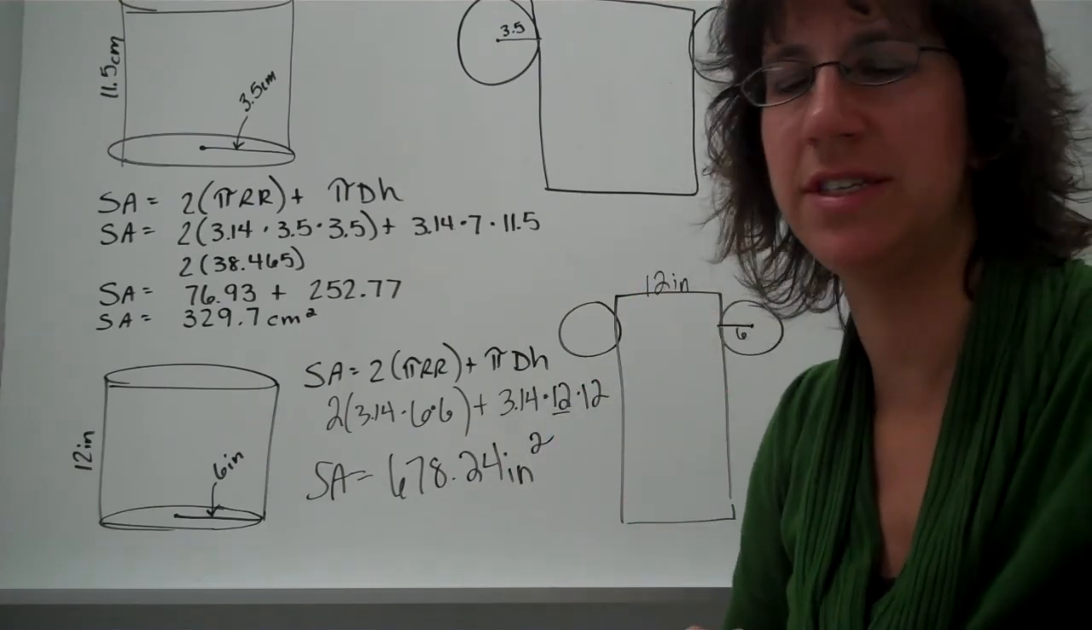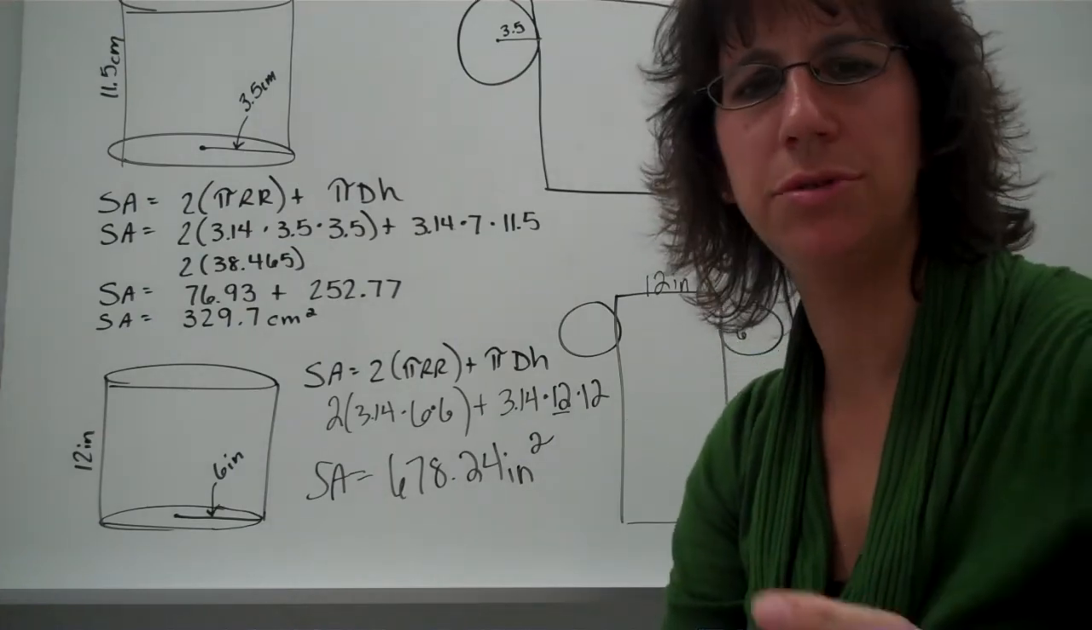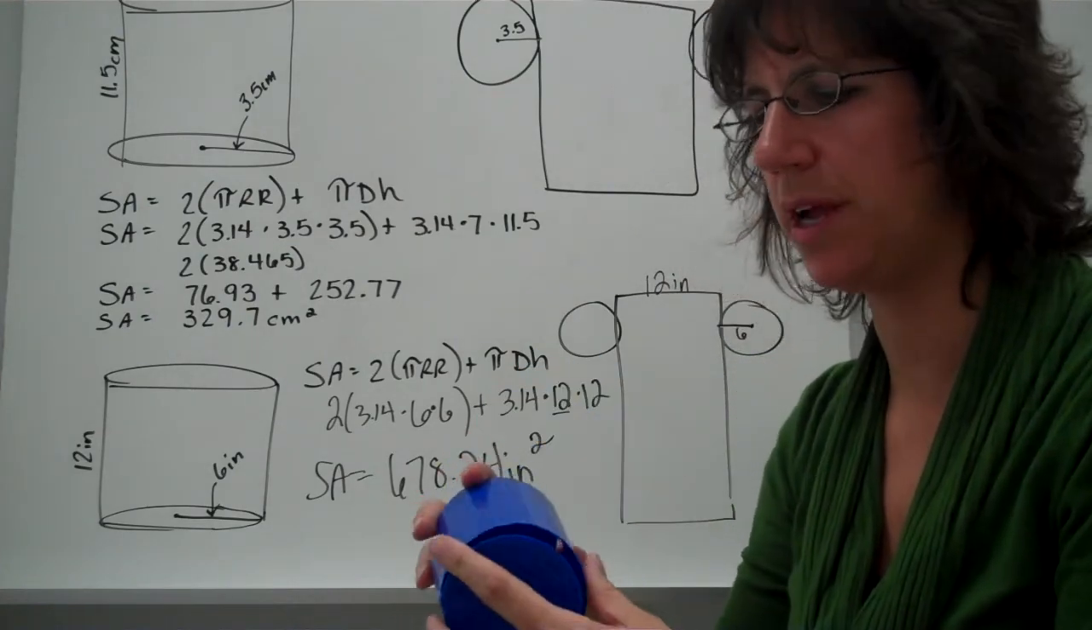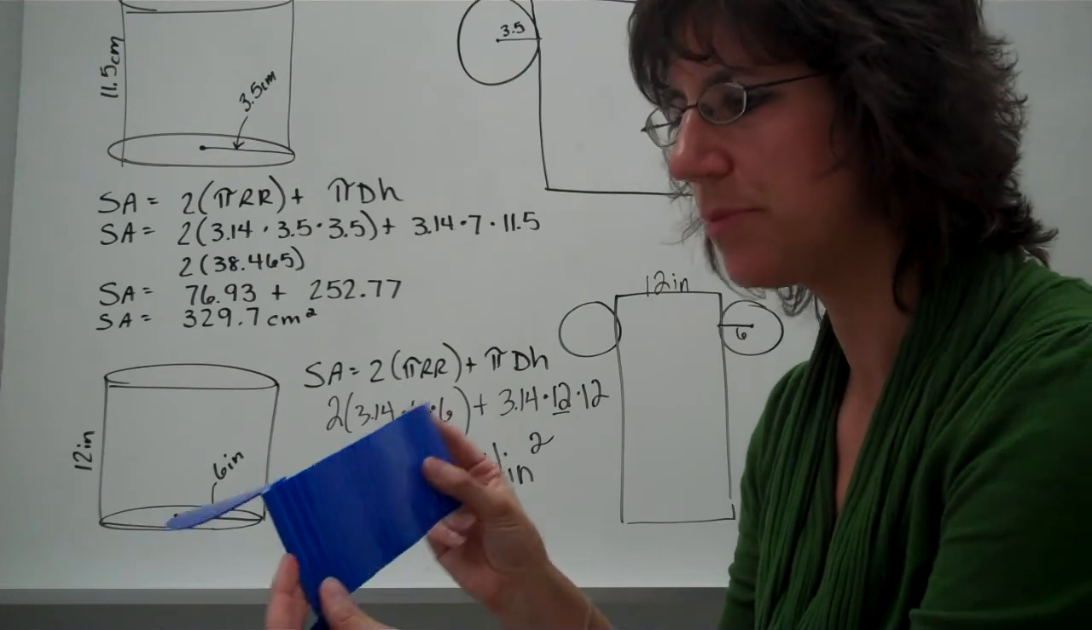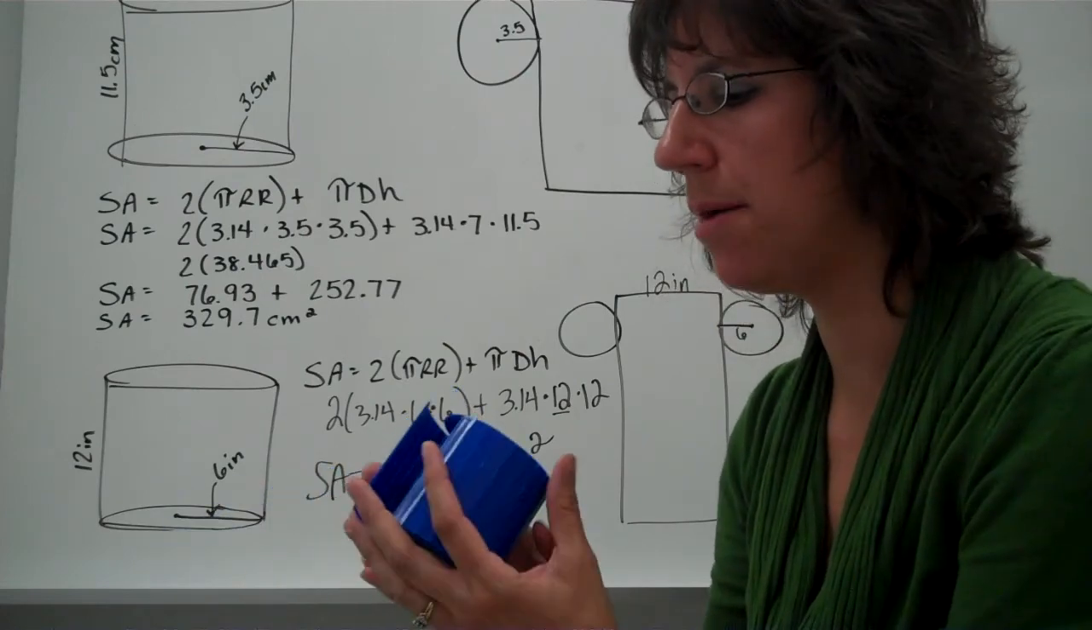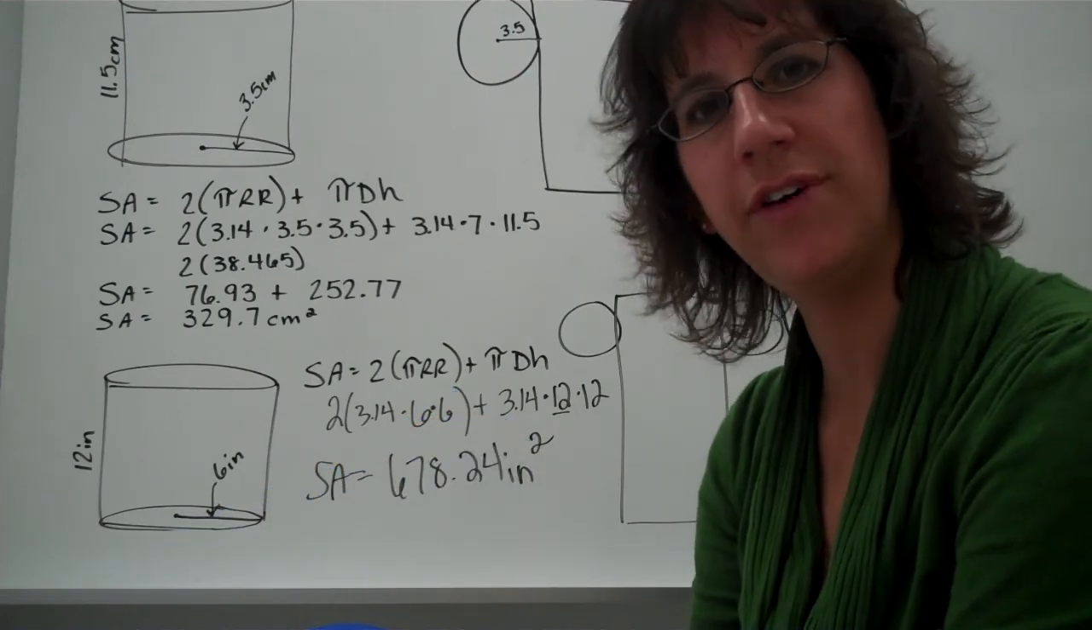Surface area is the toughest thing to figure out. It's really hard to visualize exactly what we're doing and then put that into a formula. Hopefully you did a good job, and we'll go ahead and watch the other video for volume next.